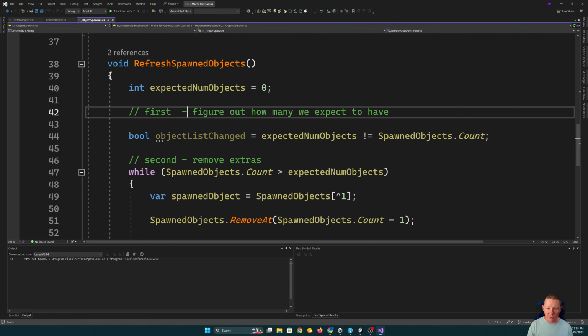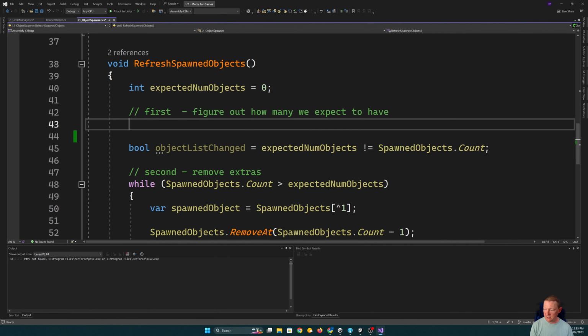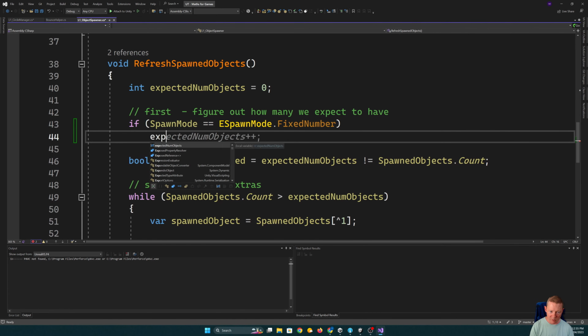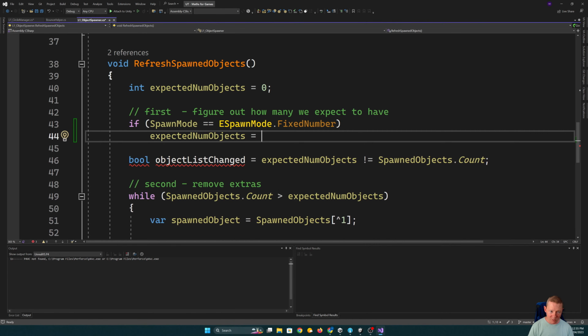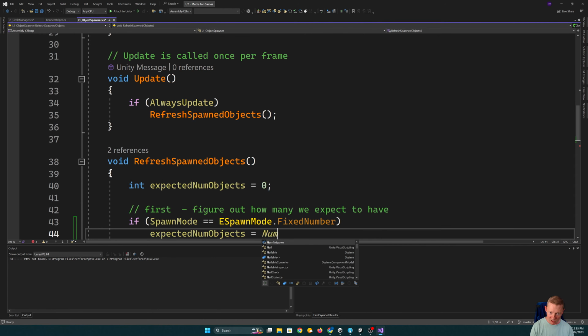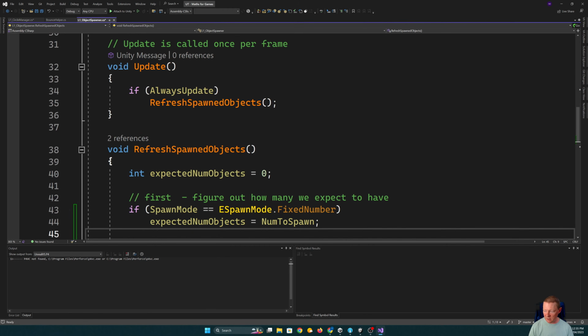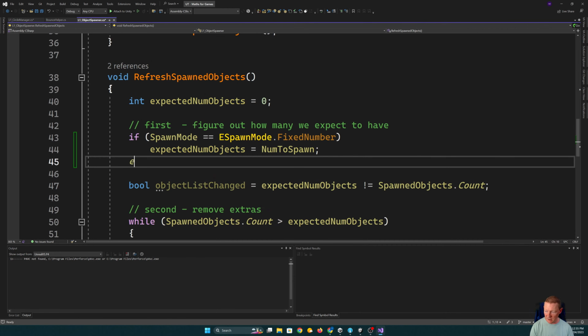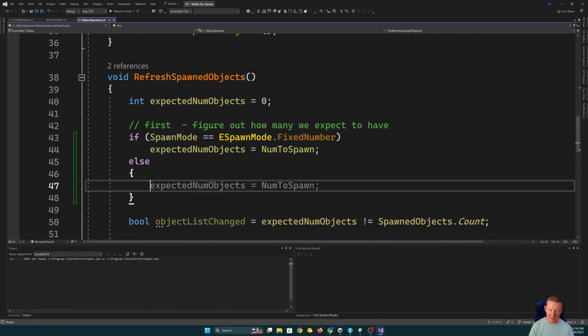Okay, we want to figure out how many we are actually going to have from a spawning point of view. I need to check the spawn mode, so we're not going to dive into too much detail on that. If it's a fixed number, then expected number of objects is going to be equal to num to spawn. Where it gets a little more interesting is otherwise. Otherwise, it's trying to maintain a fixed distance between them, and it's trying to do that as best fit as it can.